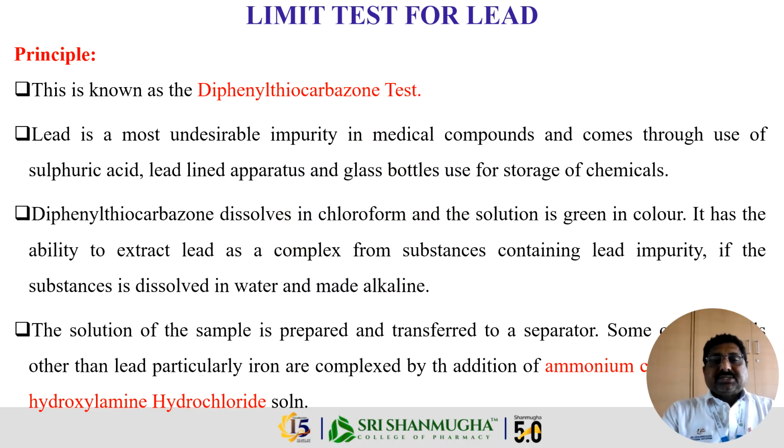The sample is dissolved in water and transferred to a separating funnel. Other metals like iron may interfere with the reaction. So ammonium citrate and hydroxylamine hydrochloride are added to complex these metals and prevent the interference. So this allows only lead to react with dithizone.